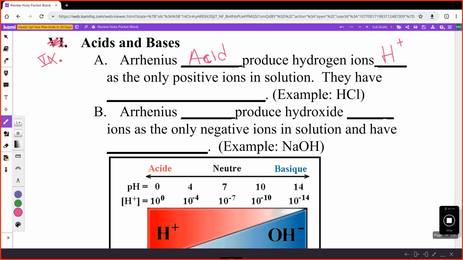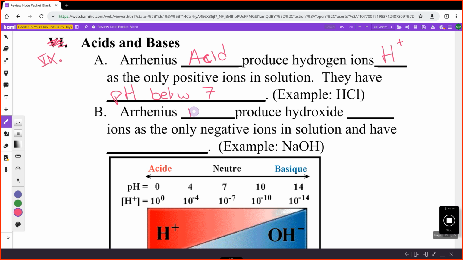And acids have a pH below 7. 7's that magic number of neutral. Below 7, that's an acid. H+ is produced, that's an acid.